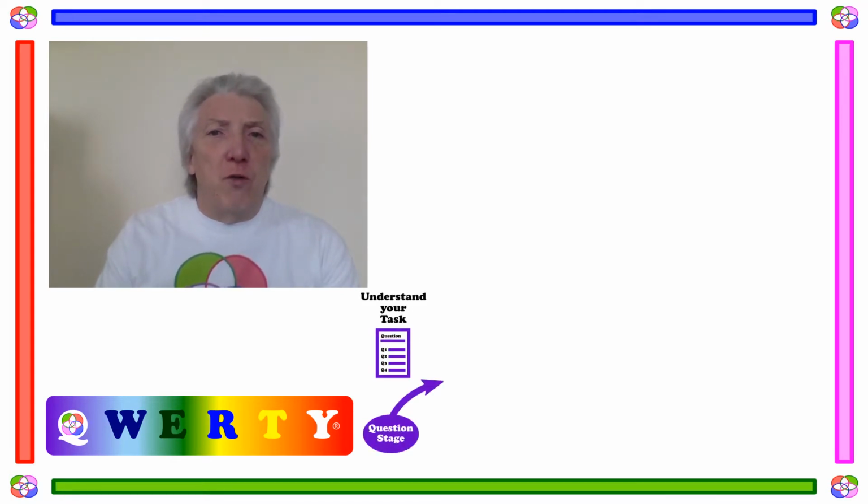So we start off with the question stage. And what you do in the question stage is you define what it is you're trying to achieve. What is the question you have to answer? What is it you want to do? And very importantly, what is it you don't have to do so that you can concentrate on exactly what you need to achieve. Once you've decided on that, you come to the next stage, which is the wonder stage.